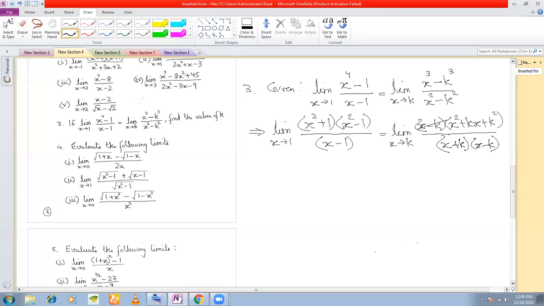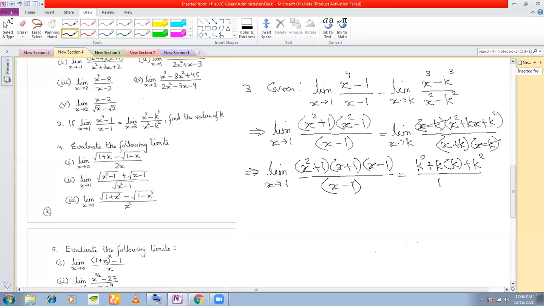Okay, so clearly if you see here, this factor cancels off. And here what you need to do, limit x tends to 1. Now x square minus 1 can further be factorized as x plus 1 into x minus 1 divided by x minus 1. And on the right hand side, now you can put x is equal to k because that is a determinate form. So you're getting k square plus k into k plus k square by k plus k. This is the limit that you are getting.